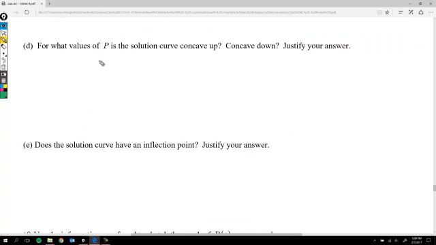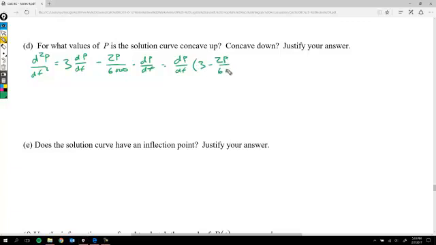Then I'm asked when I'm concave up and concave down. Well, concavity always uses the second derivative, so let's find our second derivative. We have to do some implicit differentiation here, because remember, P is a function of t. So when I do chain rule, I have to account for that and write dP/dt. So this is my second derivative. Now I'm just going to factor out a dP/dt, and this is what I get.